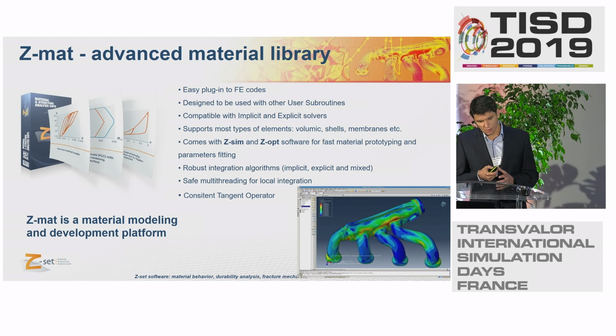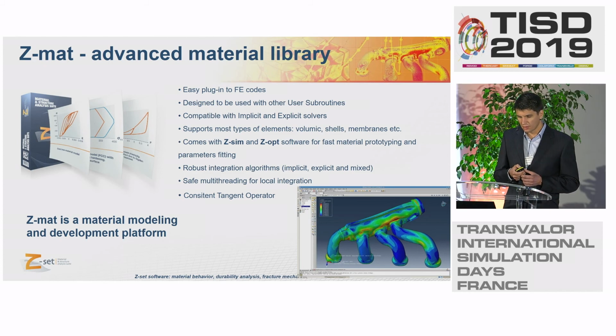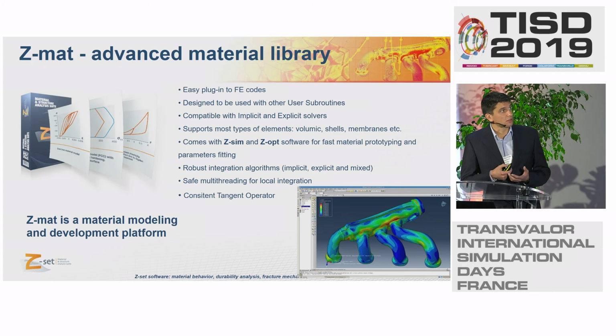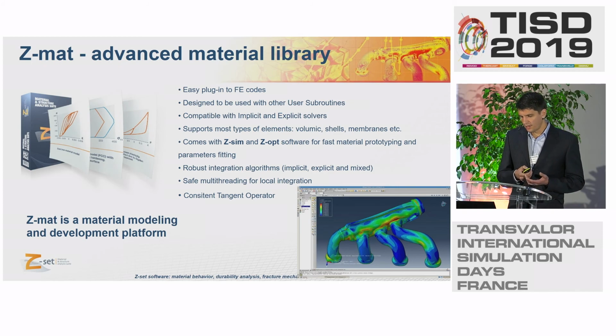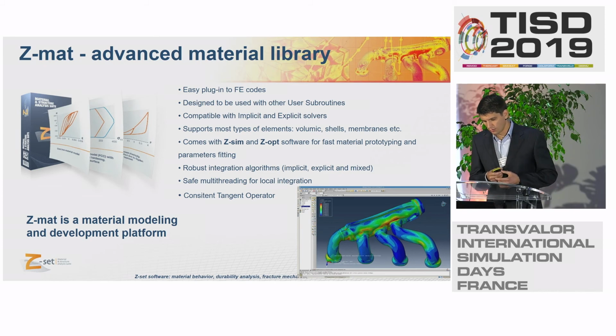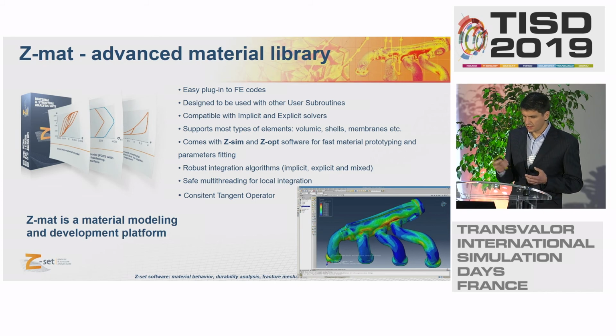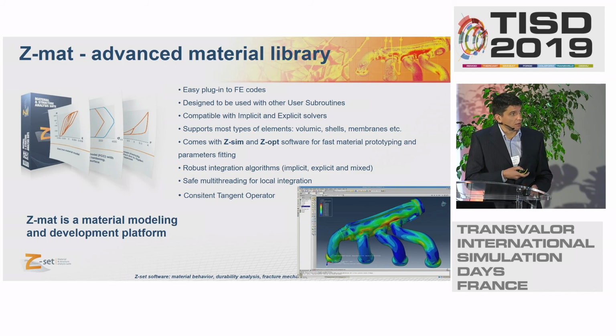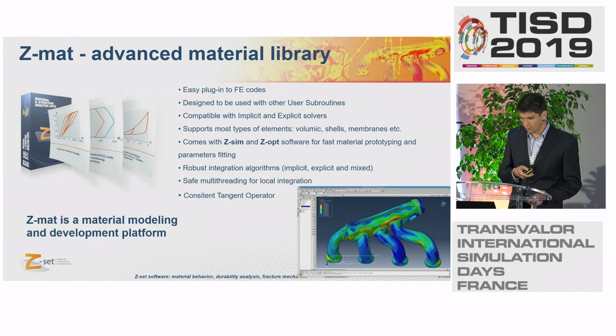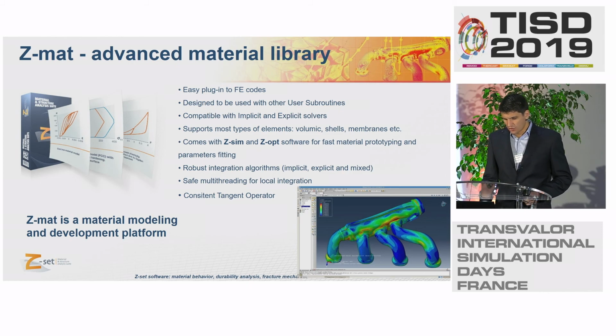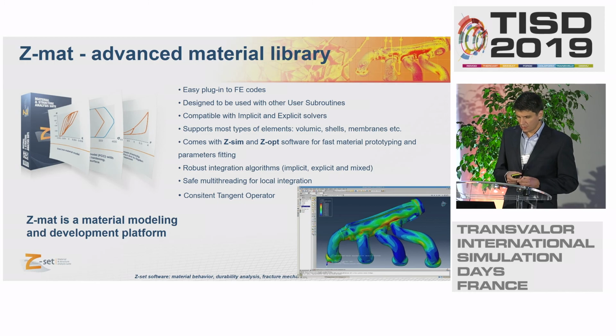So just to conclude about Zmat, Zmat is an advanced material library. It has to be underlined that it's easy to plug to finite element codes. So you put this material library, you run it with Abaqus, ANSYS, and we work now on Forge as well, and you obtain your results. Here, for example, you see on the right the results obtained with the help of our models in Abaqus. And it's very efficient, and Zmat now can be called a material modeling and development platform.